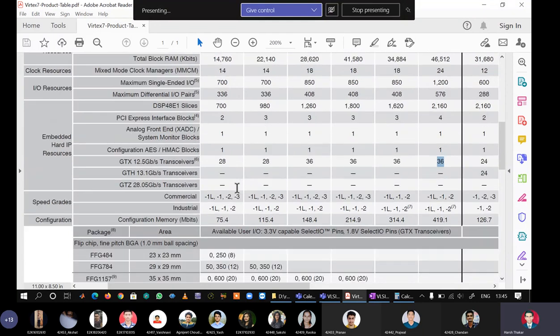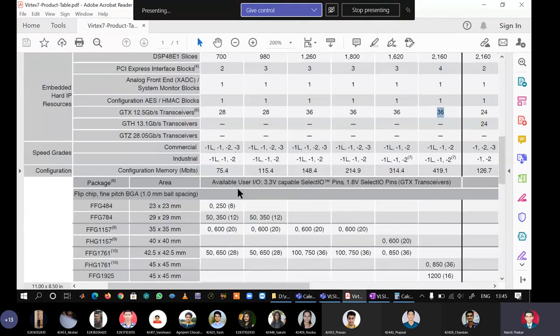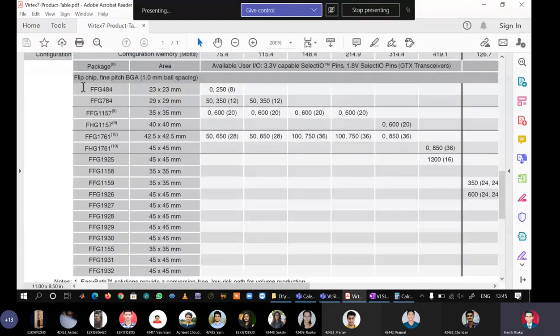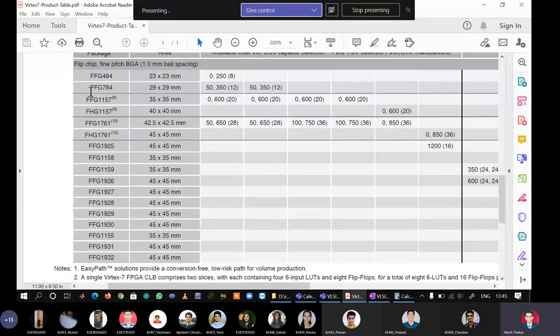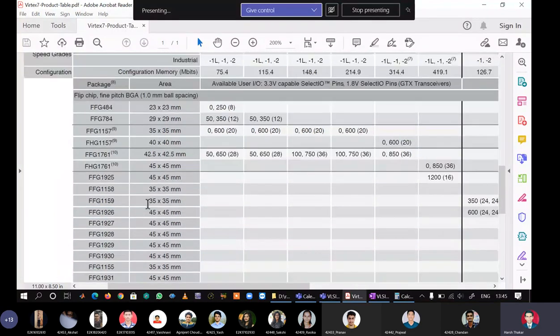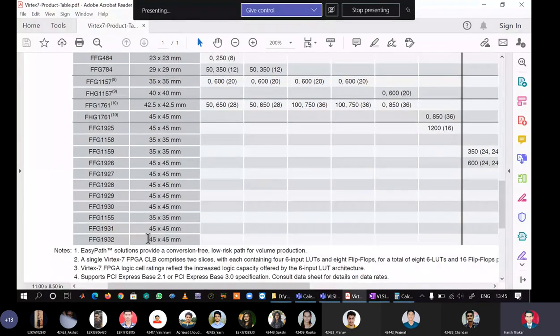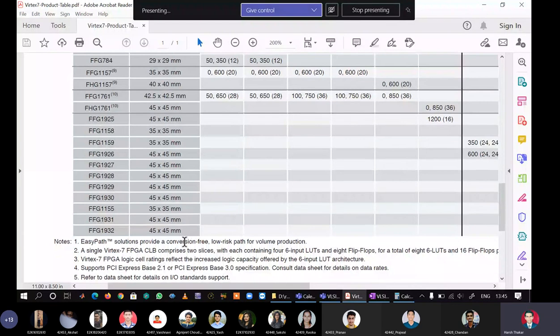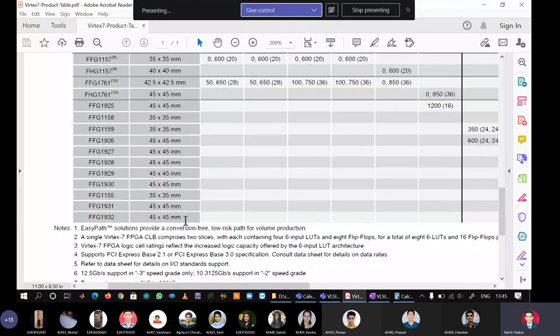And if you see here, the packages which are available go from 484 pin. The densest is 1925, yes, so about 1929. So a 1929 pin FPGA, and you see the size. The size is only 45 by 45 millimeters. So this whole chip is only 45 into 45 millimeters square.